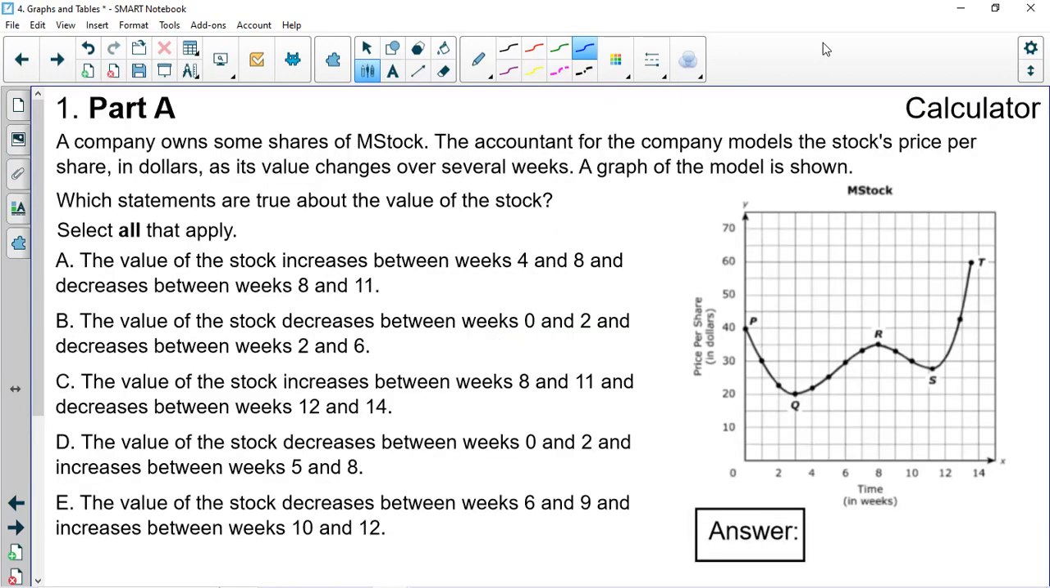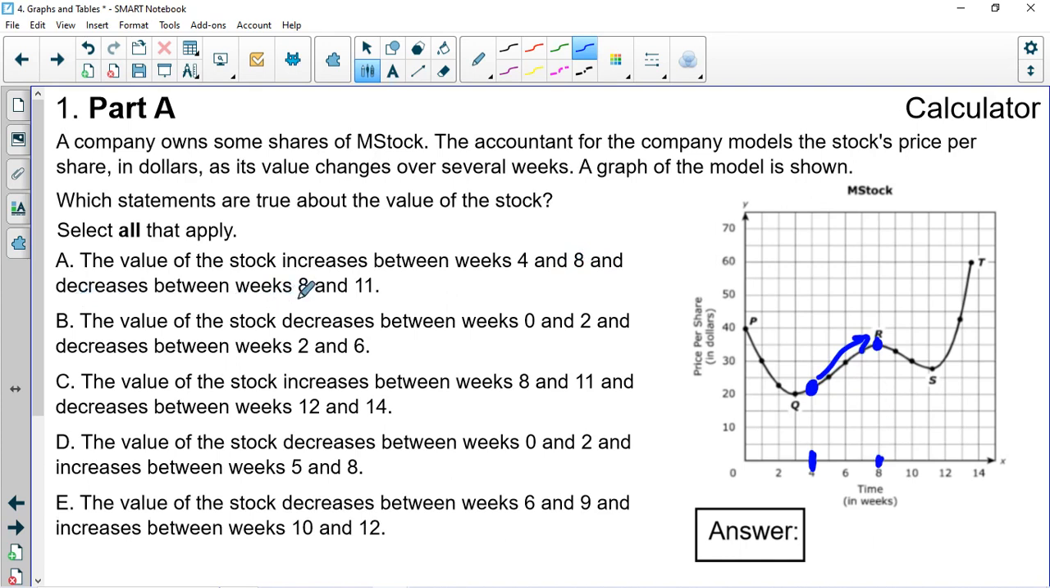Number one, part A. A company owns some shares of M stock. The accountant for the company models the stock's price per share in dollars as its value changes over several weeks. A graph of the model is shown, and it's asking which statements are true about the value of the stock. We have to select all that apply. Let's take a look at A. It says the value of the stock increases between weeks 4 and 8. Well, week 4 would be right here, so that's this part of the function. And week 8 is here. Yeah, that's increasing. So far, so good.